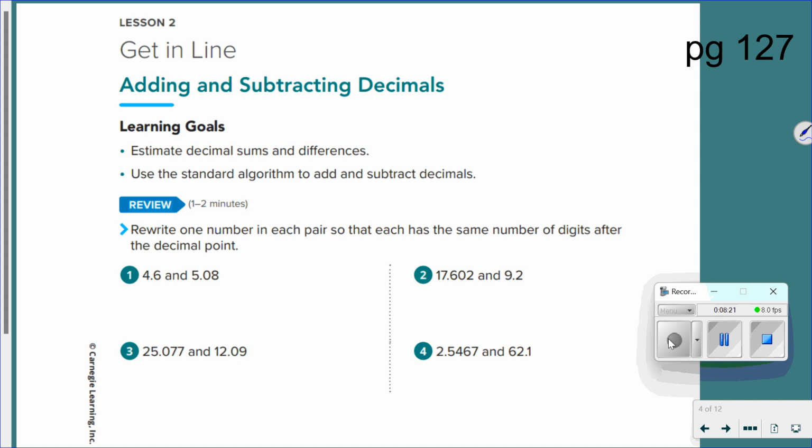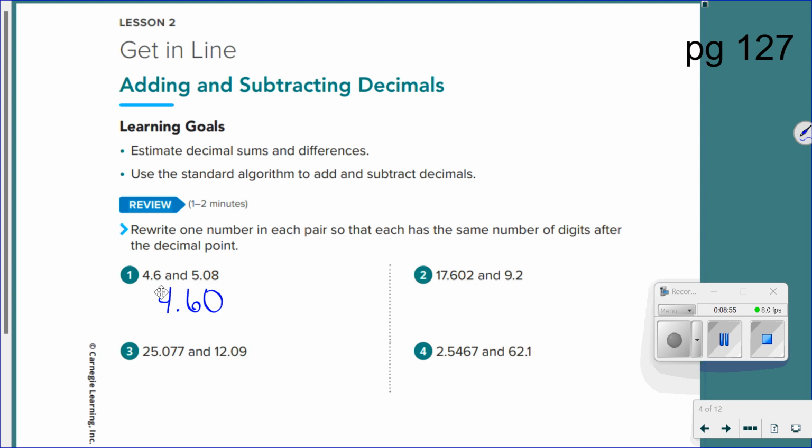So how many decimal places does 4 6/10 have? 1. And how many decimal places does 5 8/100 have? 2. So they want you to rewrite the one that has the fewer decimal places as a decimal with the same number of decimal places as the other number. So now they both have how many decimal places? 2. Did I change the value of 4 6/10? No, by adding the 0 after the decimal, it does not change the value.